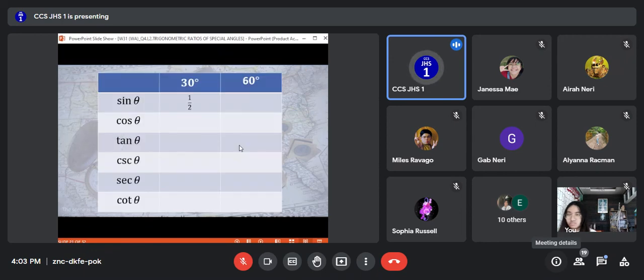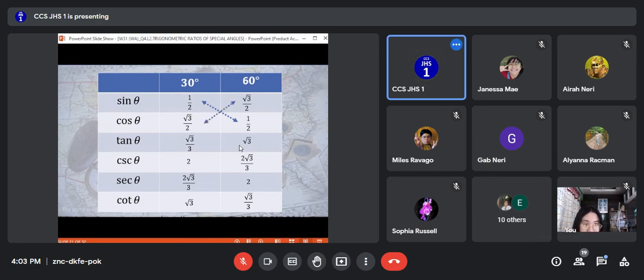To summarize, since we are using the same triangle, our values for the 30 degrees ratios and the 60 degrees are almost the same, but it depends on the function. If you notice, sine 30 is equal to cosine 60. Cosine 30 is equal to sine 60. So you don't have so much to memorize, class. Just memorize the pairing of your sine and cosine.